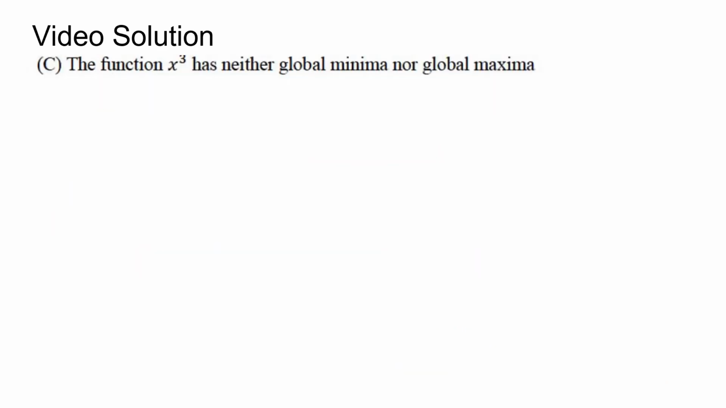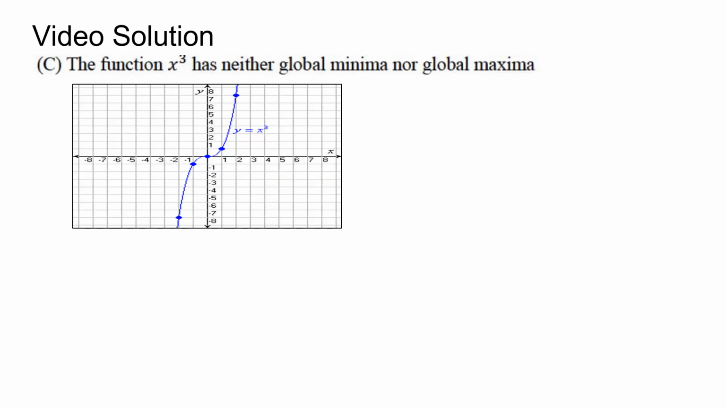Now coming to the third statement, the function x cube has neither global minima nor global maxima. Now if you draw a graph of x cube, we get a graph like this. See here that it doesn't have any global maxima or minima because it is going in the infinite direction, and we can't say where it will get its maximum value or where it will get its minimum value.